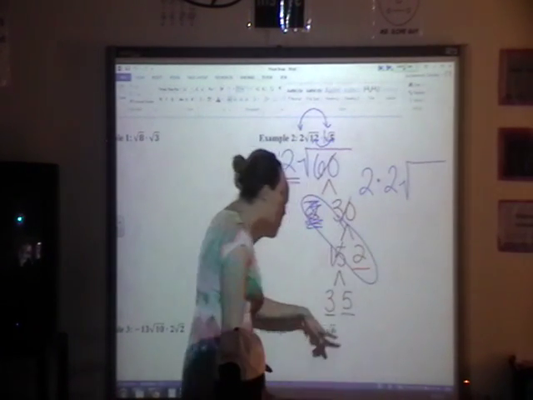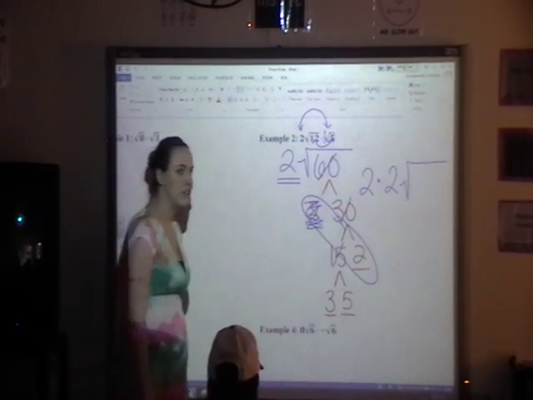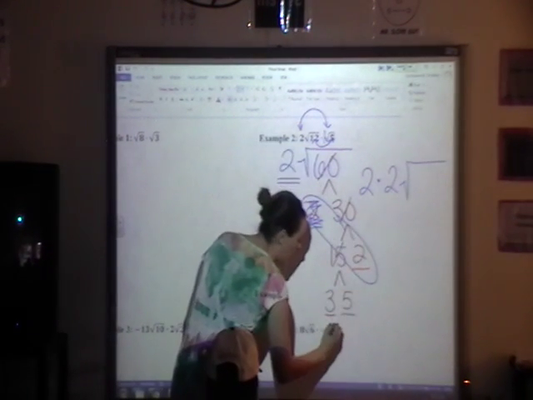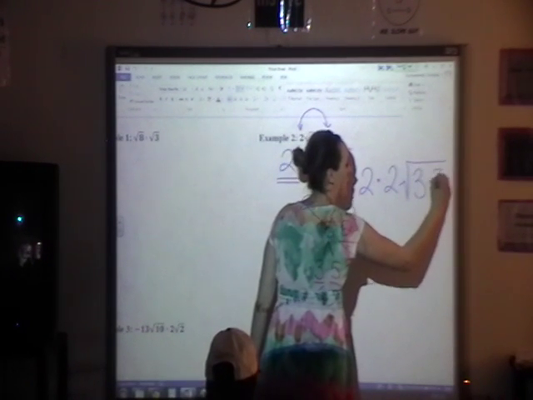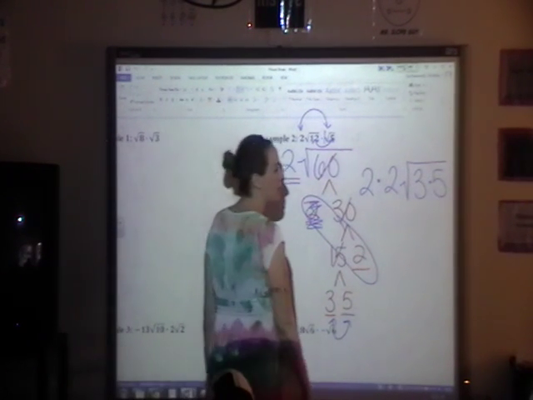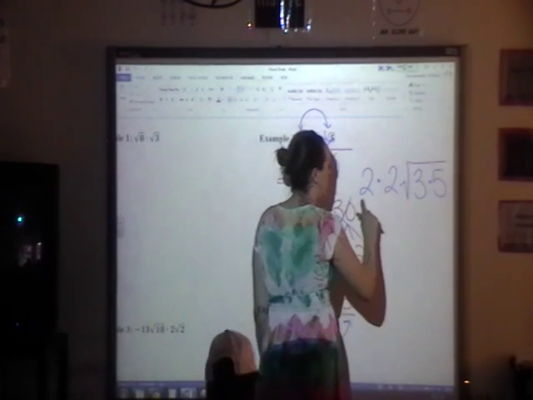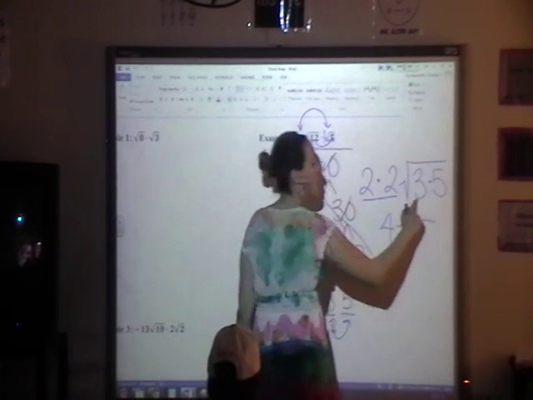Tell me, what happens to the 3 and 5 who never had a partner? They don't die. They never had an escape partner. They're stuck. So we have to multiply them. And they're just stuck in prison. Last but not least, simplify. What's 2 times 2? What's 3 times 5?